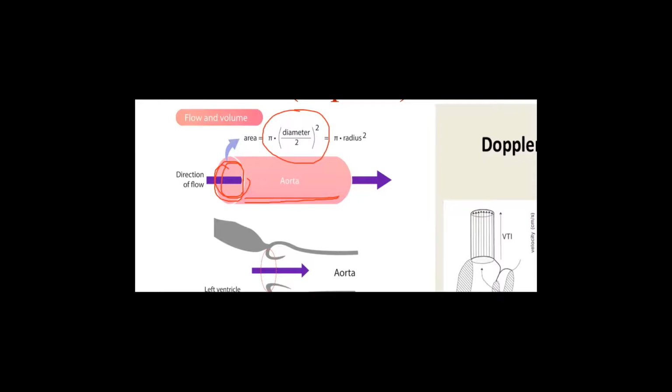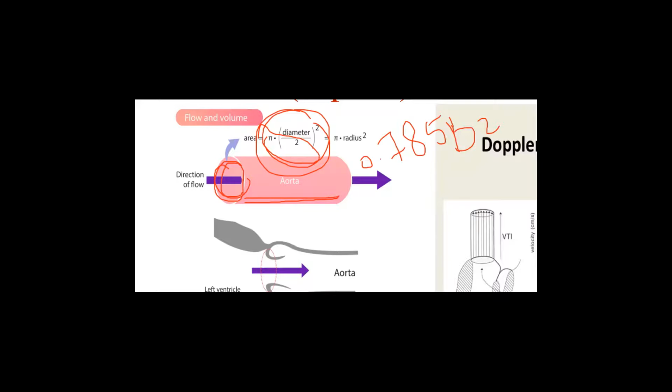Okay? So this one, pi over 4, equals 0.785 times diameter squared. So they have made this all easier for you. Instead of calculating pi over 4 diameter squared, it is a fixed 0.785 times diameter squared. So this is the area of this circle, okay?